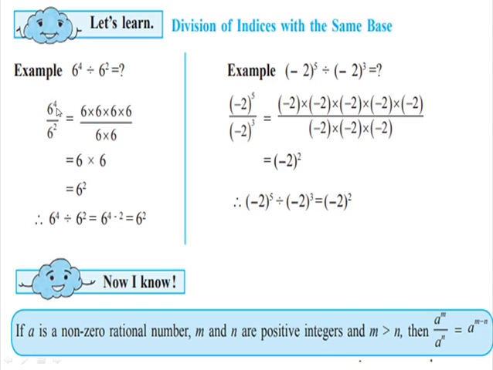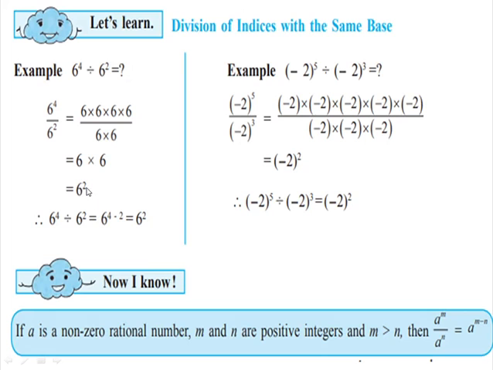You know 6 raised to 4 is 6 multiplied 4 times and 6 square is 6 multiplied 2 times. Now, we can cancel 6 from numerator and denominator. So, here 2 6's will get cancelled. Then only 2 6's will be left in the numerator. That is 6 multiplied by 6. We know that 6 multiplied by 6 is 6 square. Now, if you look at the question and the answer, here 6 raised to 4 divided by 6 raised to 2 is 6 raised to 2.